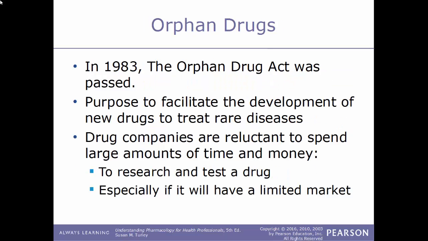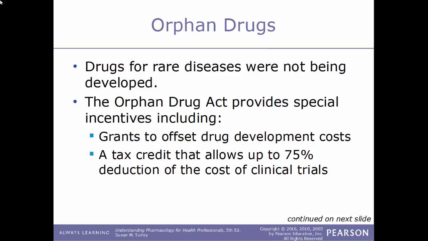All right, next we'll talk about orphan drugs. In 1983, the Orphan Drug Act was passed, and the purpose of this act was to facilitate the development of new drugs to help treat rare diseases. Now, drug companies are reluctant to spend large amounts of time and money on drugs like this, especially if it only has a very limited market. So because of this, drugs for rare diseases were not being developed.